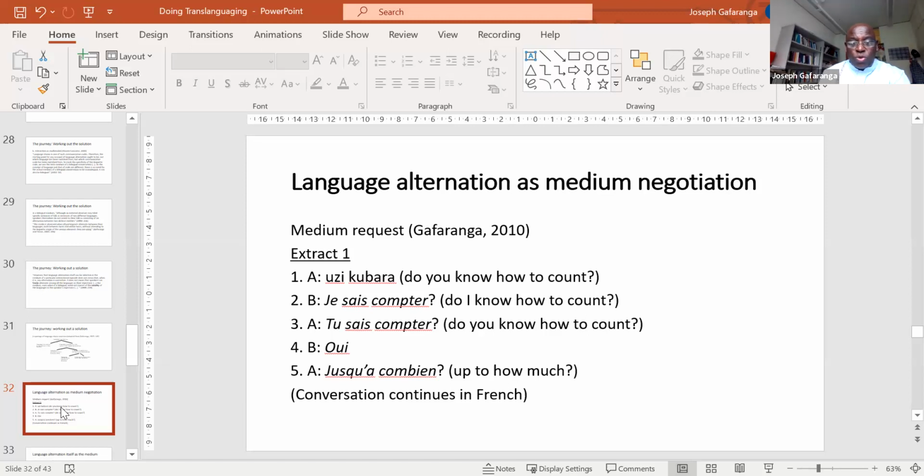Uzikubara, which means, do you know how to count? Obviously, that's in Kinyarwanda. And the child checks whether she has understood and says, je sais compter, do I know how to count? And she uses French. And then in 3, A confirms that understanding, but converges, uses French. And from that point on, in fact, the conversation continues in French. So they've negotiated to use French.